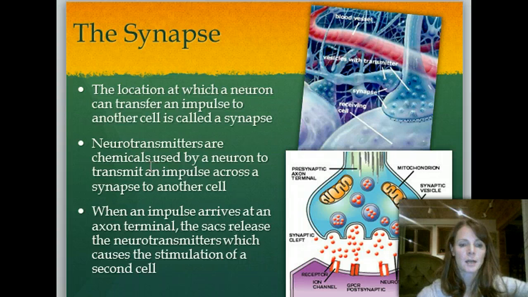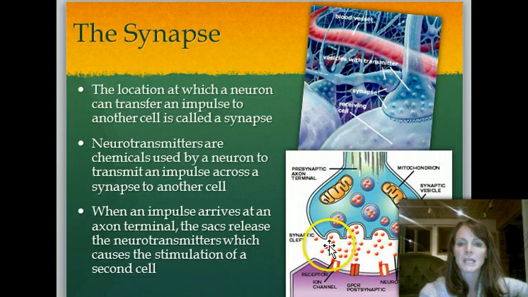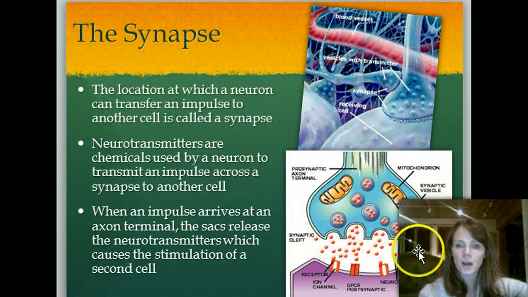All right, the synapse. I feel like this is just a never-ending system. There's so much to talk about. The synapse is the location at which a neuron can transfer an impulse to either another neuron or an effector organ, okay, so an organ or gland, so to speak. Neurotransmitters are chemicals that are used by a neuron to transmit the impulse across this little gap called the synapse to another cell. So at the end of a neuron, you have something called the axon terminal, okay? And this axon terminal is kind of the end of that neuron. Well, there's a little gap called the synapse between either the next neuron or the organ that it's going to affect, okay? So in order to get this impulse across this space, you have these chemicals called neurotransmitters.